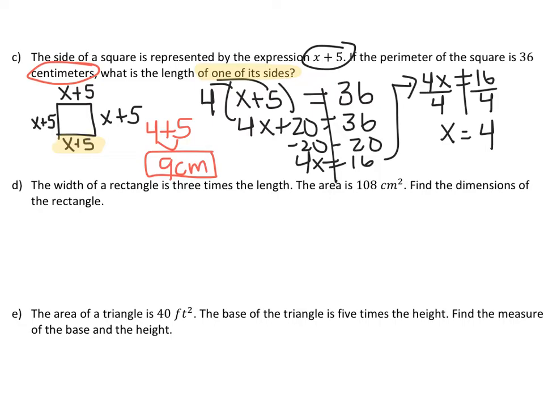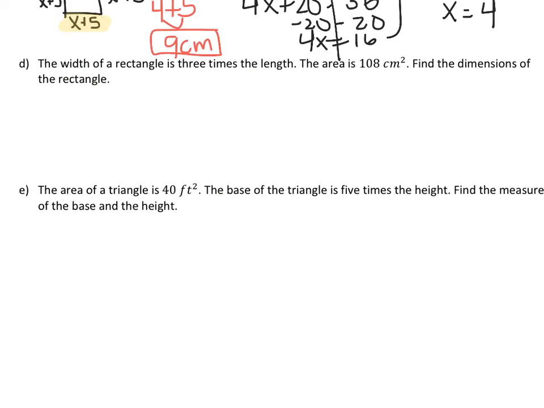Let's take a look at D. The width of a rectangle is 3 times the length. The area is 108 centimeters squared. Find the dimensions of the rectangle. So let's go ahead and draw a rectangle. I know that the width is 3 times the length. So let's say our length, we'll call it x. So let x equal length. And 3 times the length would be 3x, and that represents our width.